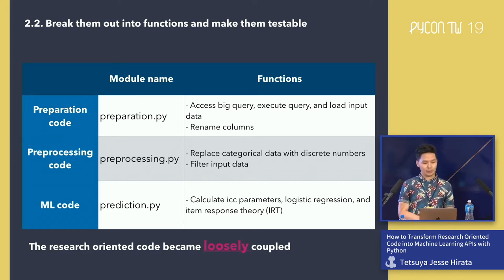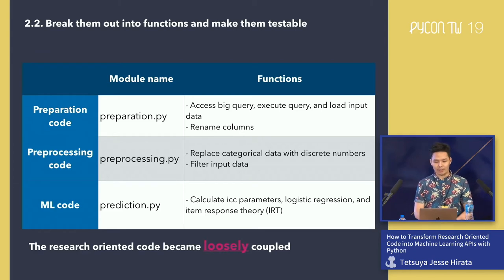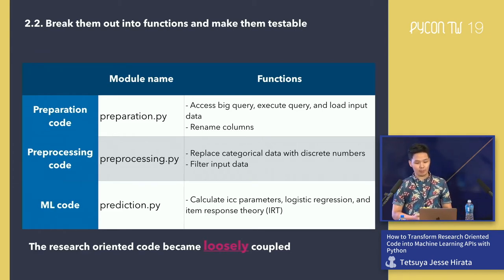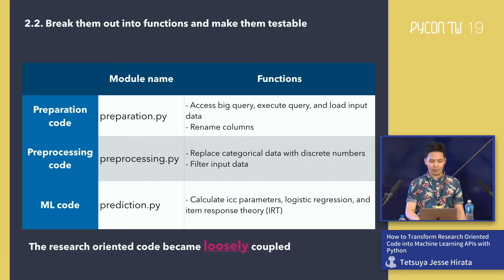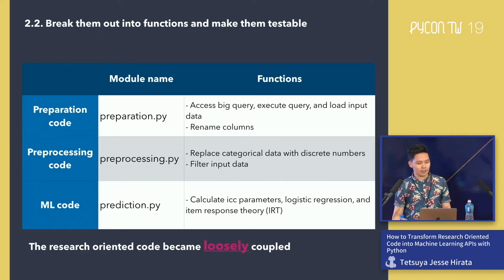Preparation.py has functions to access BigQuery, execute queries, load input data, and rename columns. Preprocessing.py has functions to replace categorical data with discrete numbers and filter data. Prediction.py has functions to calculate parameters, logistic regression, and item response theory. Item response theory is also called two-parameter logistic regression.